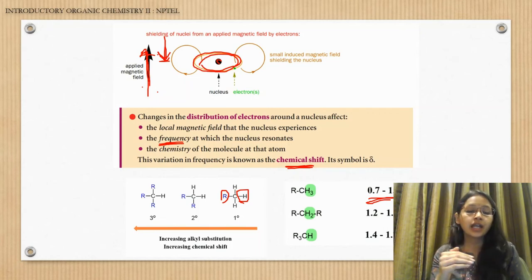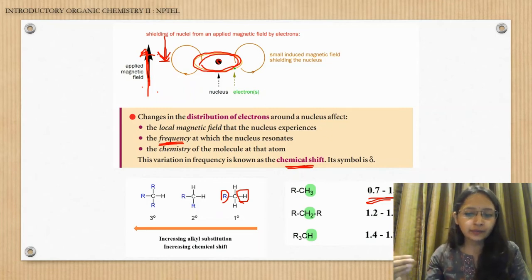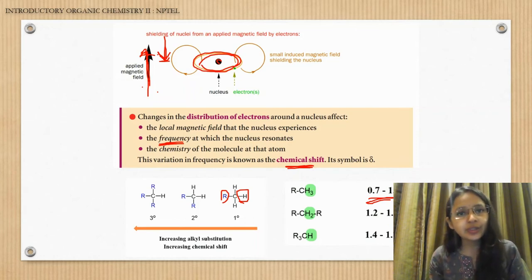And if the shielding effect is very much higher than the applied magnetic field, then the nucleus is not going to feel anything. So it will resonate at a lower frequency. If you apply a low frequency, then only it will resonate and show up in the 1H NMR. If you apply only a little bit of applied magnetic field, then it will resonate at this particular frequency.